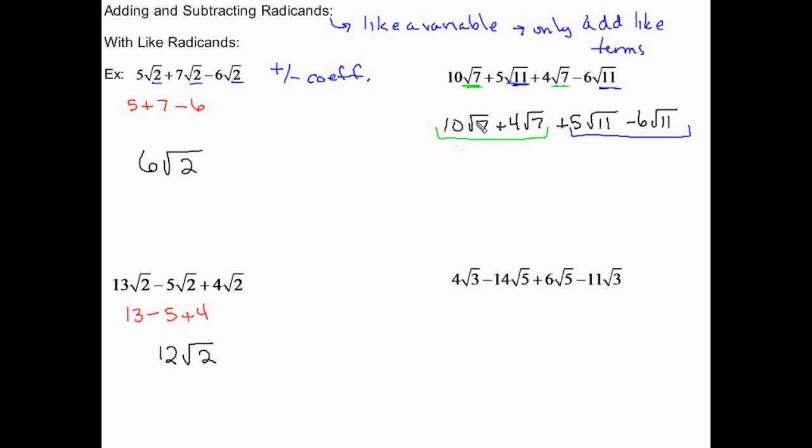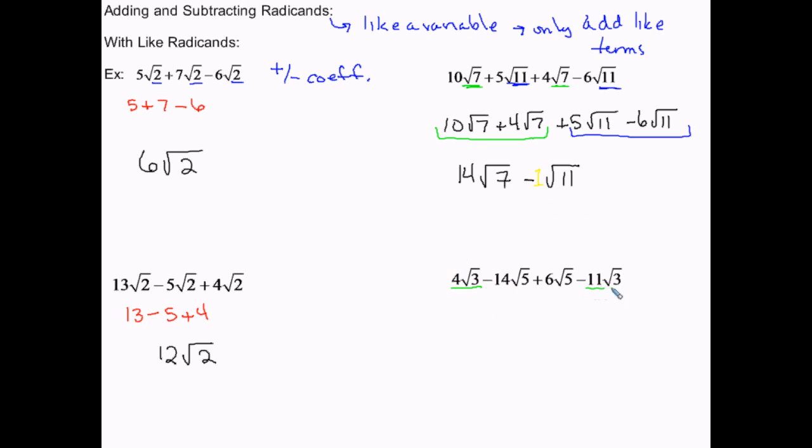And then I have 10 and 4, so that's 14 times the square root of 7. And 5 minus 6 gives me negative 1. Well, I don't need to put that 1 there. So I just say minus the square root of 11.